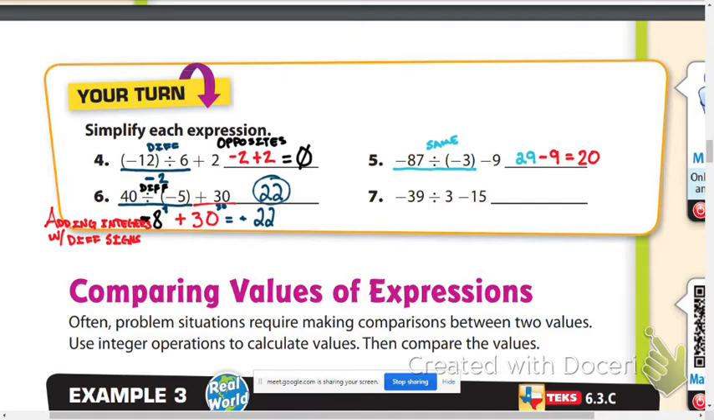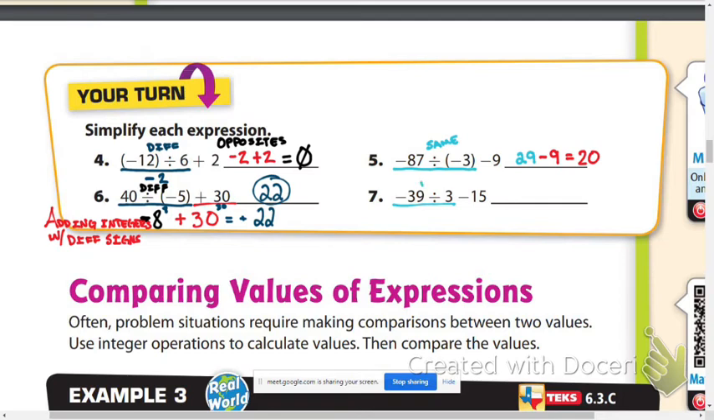Okay. Let's practice another problem. Practice number 7. So we have negative 39 divided by 3 minus 15. What's the first thing that we want to do? Divide. Very good. Negative 39 divided by 3. So what's negative 39 divided by 3?